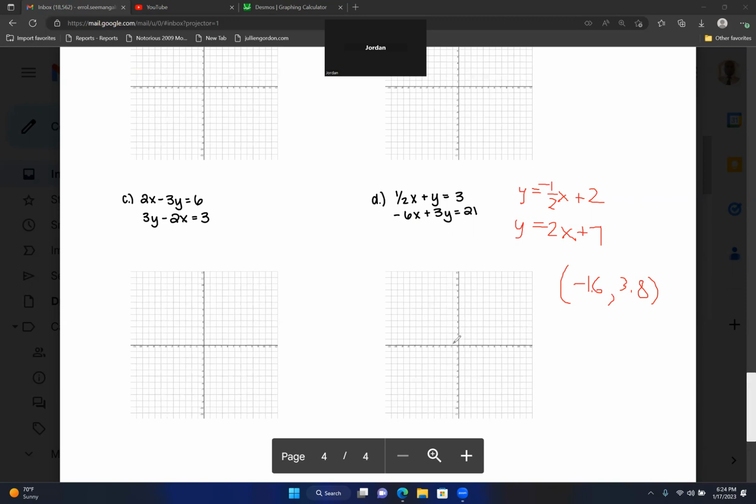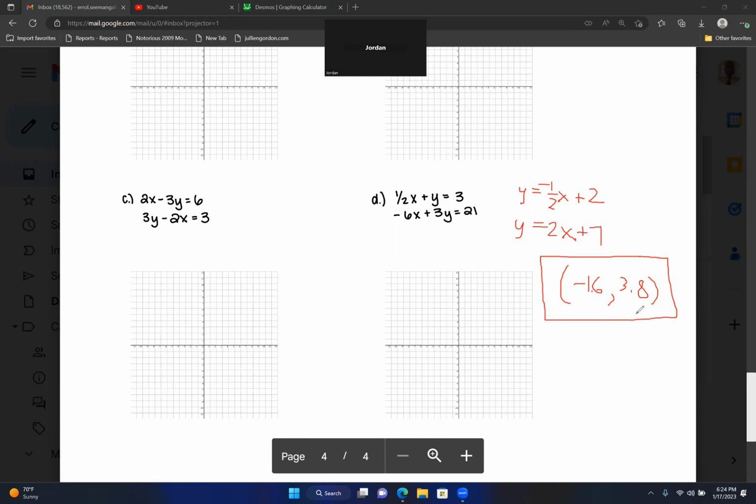Do you want me to graph this again? Are you good? I graphed it again on my iPad. So if you do it exactly, it should come out to this solution. Then you check that solution, left side would equal right side. Okay. Any questions on that?